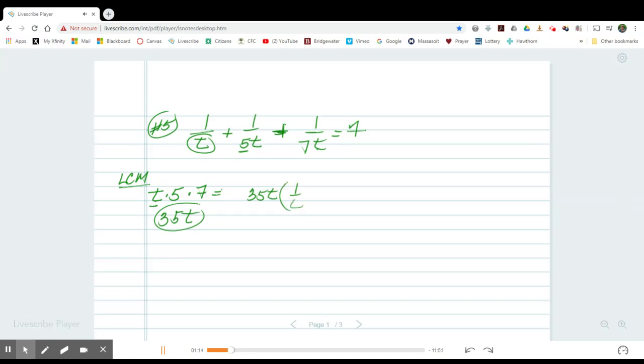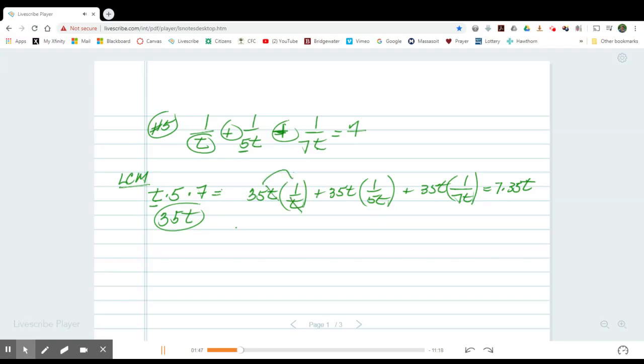So I need to take this lowest common multiple and multiply it times each term in my equation. So 35t times 1 over t plus 35t times 1 over 5t plus 35t times 1 over 7t equal to 7 times 35t. Alright, we lucked out here. 7 times 35 is a fairly large number, but we lucked out that all these guys were positives. We don't have to move the minus sign up.